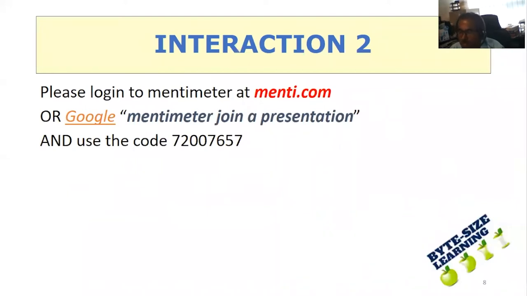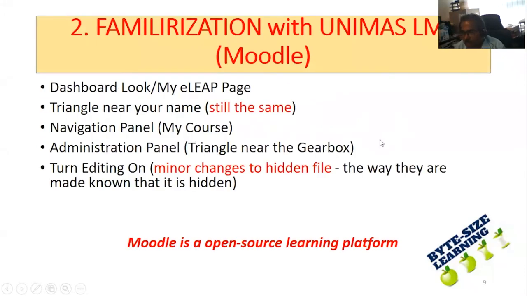Mentimeter is a very good tool to use for interaction, if you want to get interaction directly from your students. Similarly, in the eLEAP platform, there's something called Choice. Choice can be the same thing, but Mentimeter is web-based, whereas Choice in eLEAP is LMS-based. Now, I think the majority of y'all are saying that's eLEAP. Well, actually, the UNIMAS LMS, our learning management system, is running on the Moodle platform. We will see why it is called Moodle. Moodle is an open source learning platform.